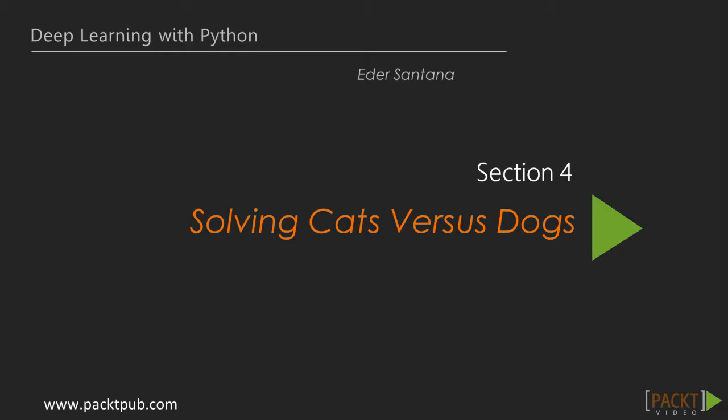Hello and welcome to section 4, solving cats versus dogs. In the previous section, we learned what convolutional neural networks are and how to train them from scratch. But we don't always have to train our own models from scratch. We can also use large models that were previously trained by others on big datasets.